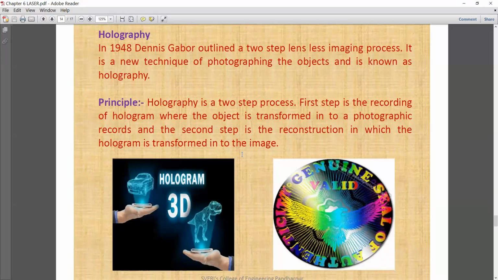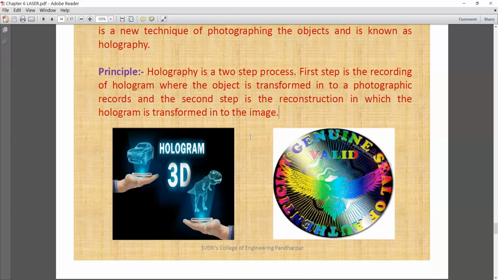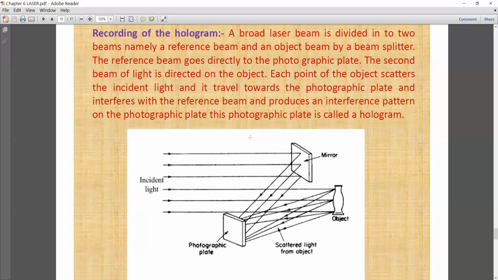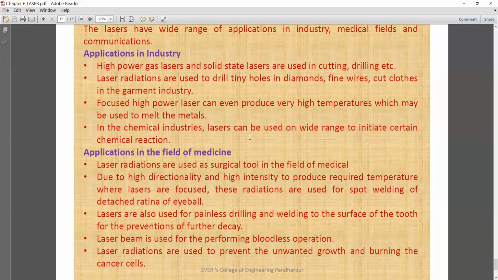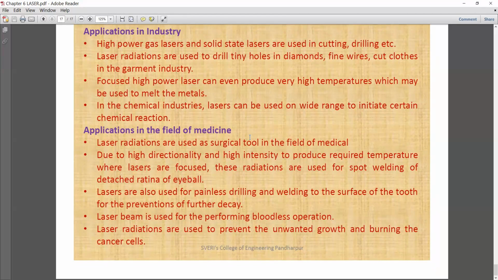Then next we saw holography. So holography is a 2-step process. We convert a 3D object into a 3D image. The two steps are recording and reconstruction of the hologram. Here we are recording both phase and intensity of the light. We learn recording and reconstruction. Last one is industrial and medical applications. So these points we have discussed.